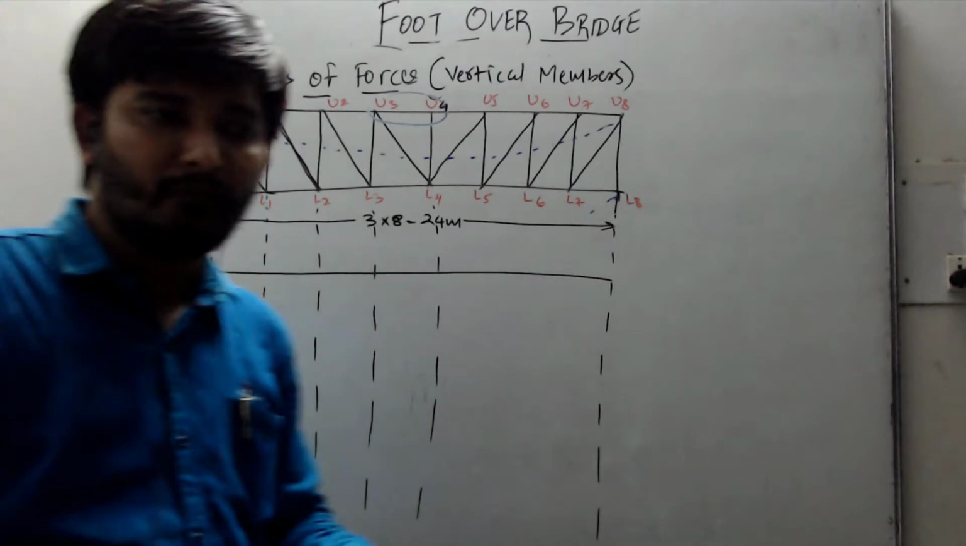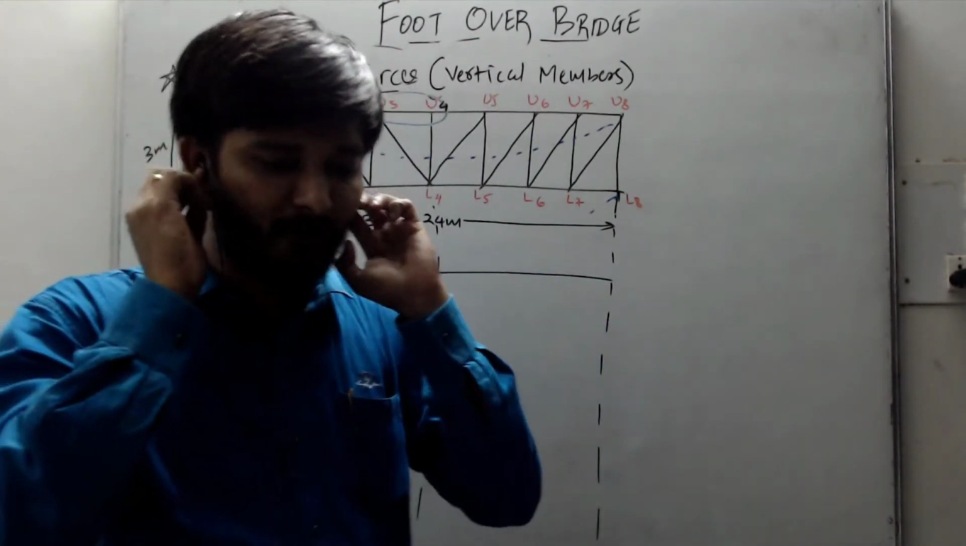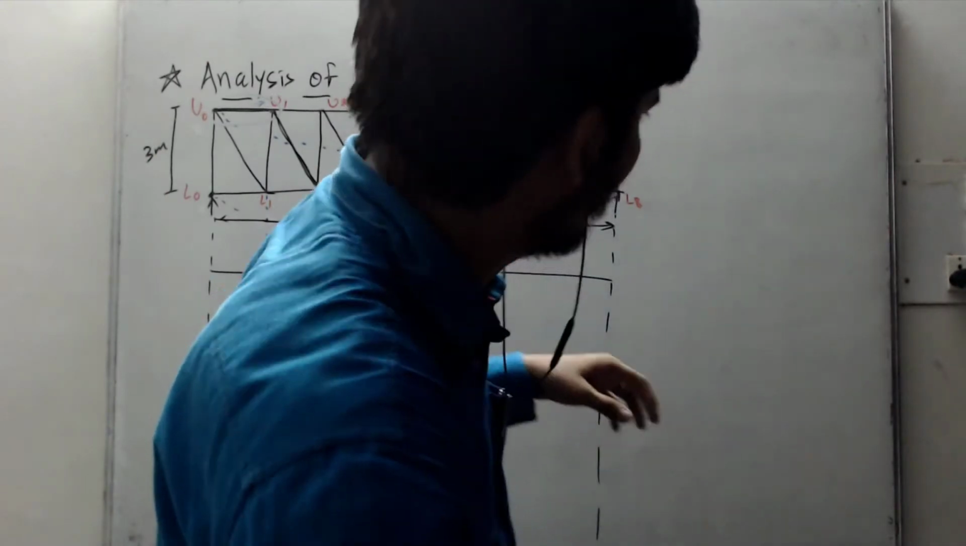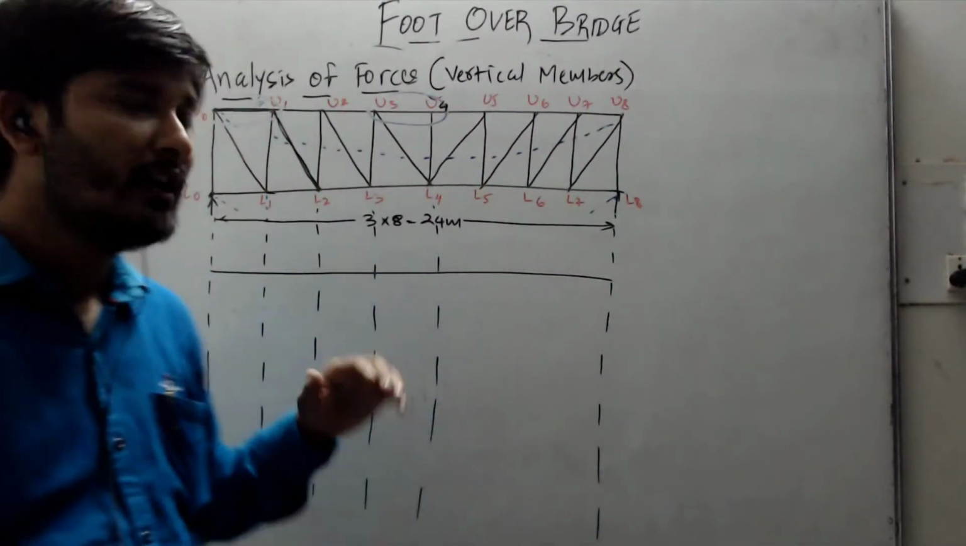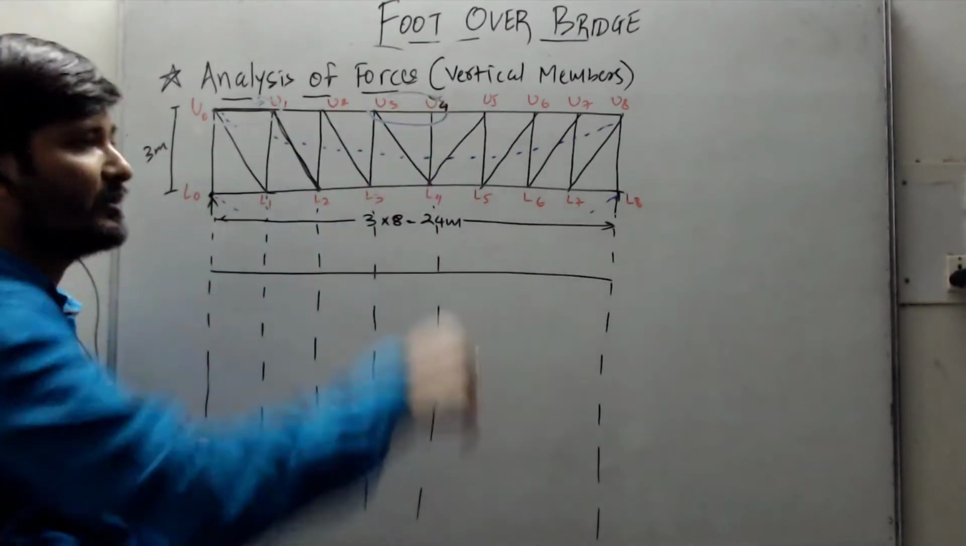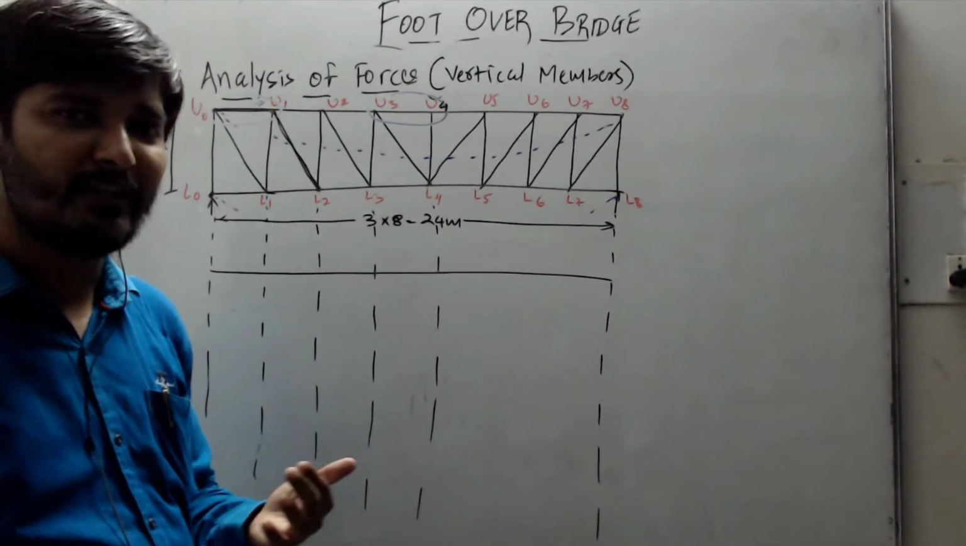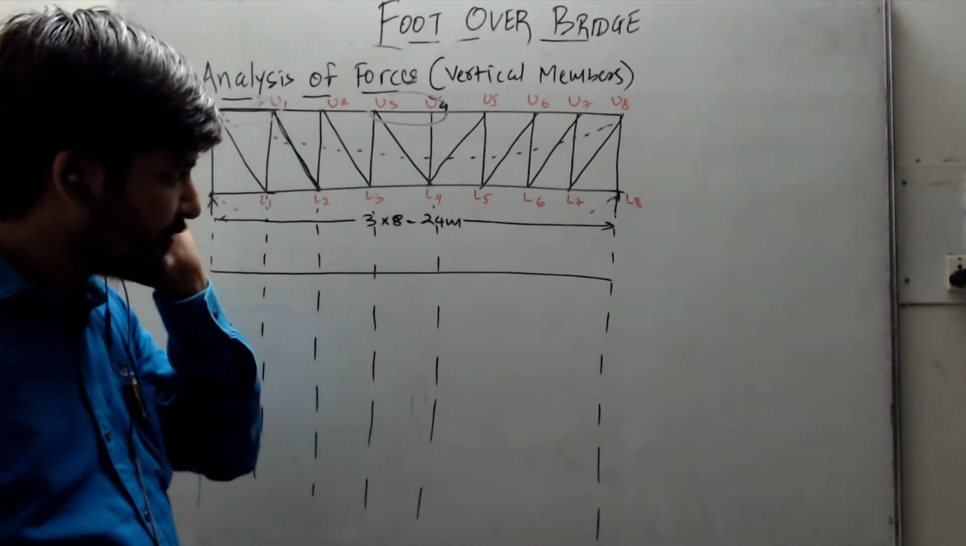So welcome back. In the previous session we have seen the forces in the bottom chord members, and also we have calculated the forces in the top chord members. Now the next step is to analyze the forces in the vertical members. We will calculate the forces in all the vertical members, and again we will be using the influence line method. So first we need to draw the influence line diagram for that, right?